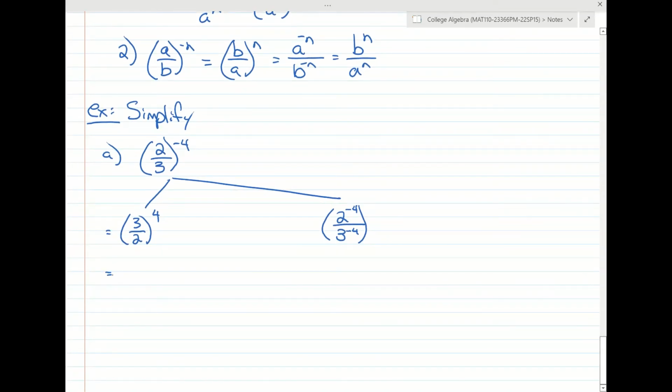Using this first technique where we switch and change the polarity of the exponent, 3 to the 4th over 2 to the 4th is just 81 over 16. That's if you take care of the negative and then the exponent. Doing the other way that we've talked about, you could switch them, and of course you wind up with the same answer.